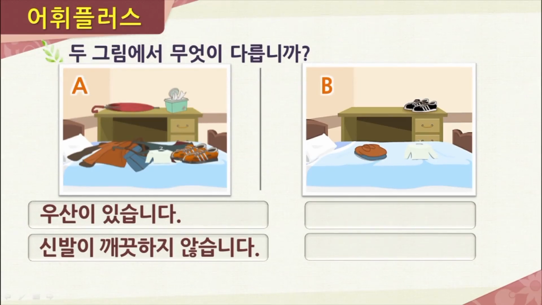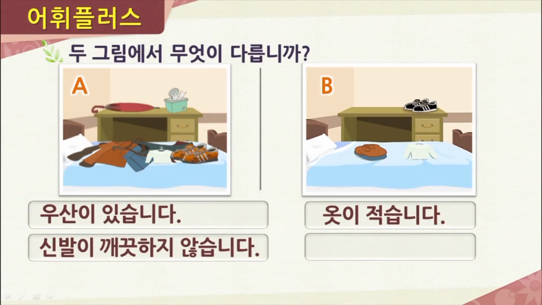Now let's take a look at room B. Are there a lot of clothes in room B? Well, let's count the articles here. We have 1, 2, 3. Well, it looks like there's only 3 articles of clothing, so it doesn't look like there are a lot of clothes. So how would we say that there are few clothes? We would say 옷이 적습니다.